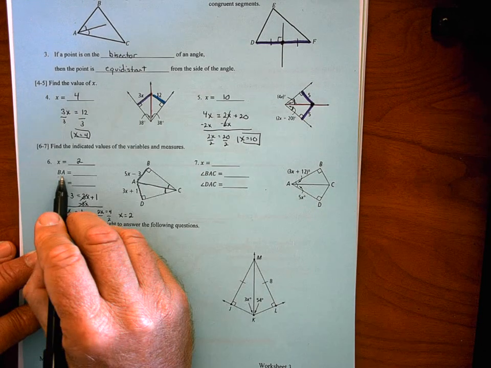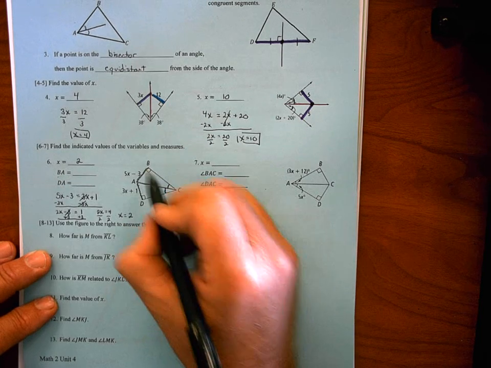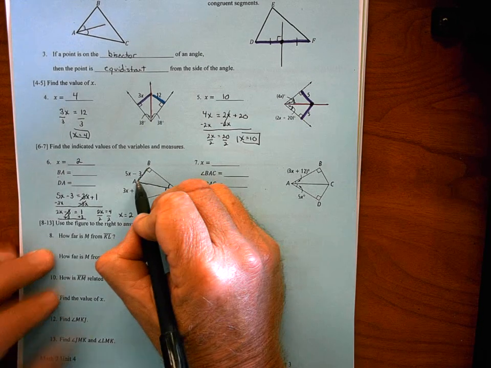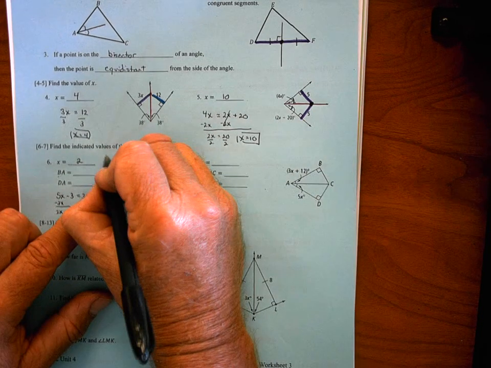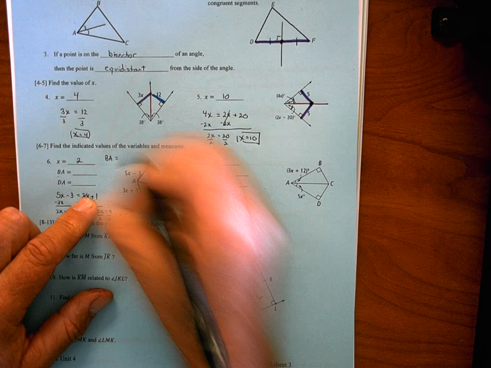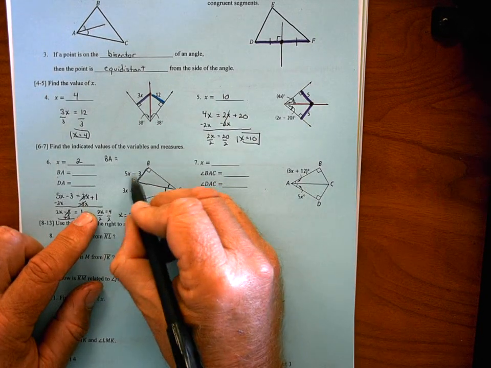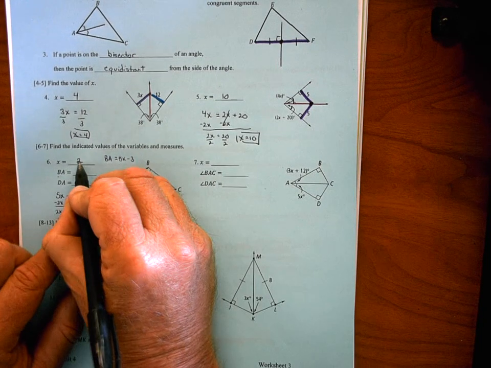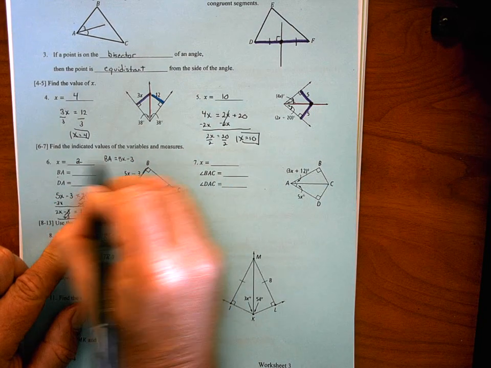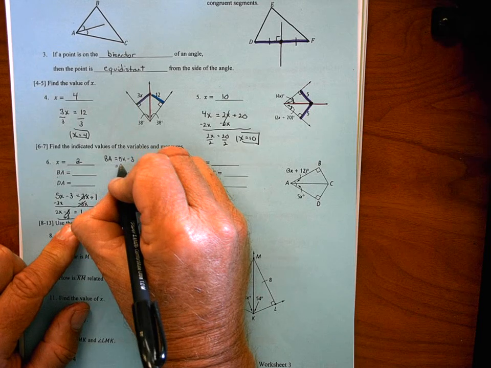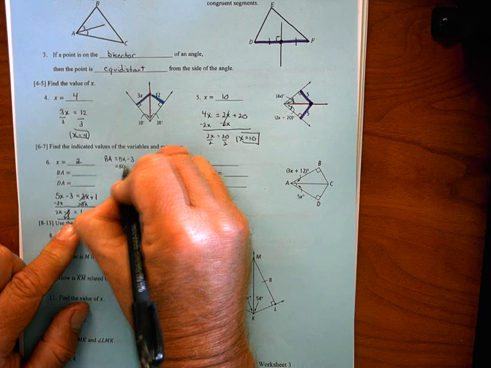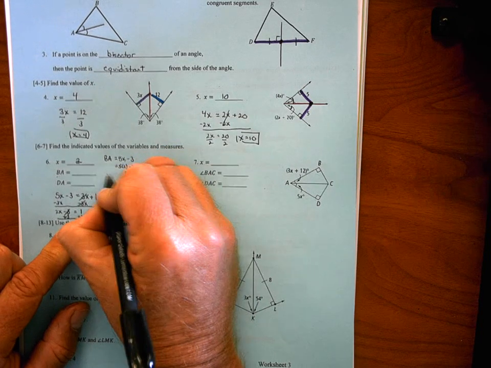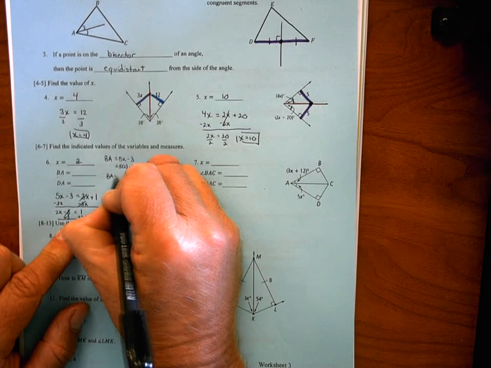The second part now wants to know b to a. In other words, how long is it from b to a? All right, well, how do I do that? Well, if you notice, b to a is represented by the expression 5 times x minus 3. We just found out that x was 2, so I'm going to substitute a 2 in for x, so I get 5 times 2, 10 minus 3, so b to a is equal to 7.